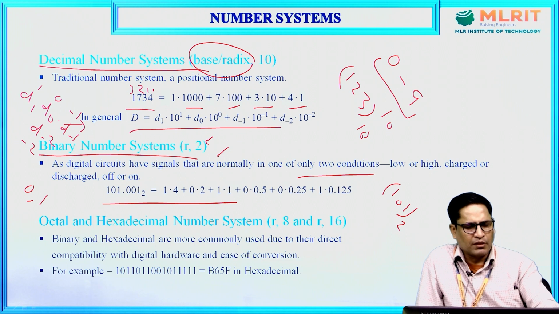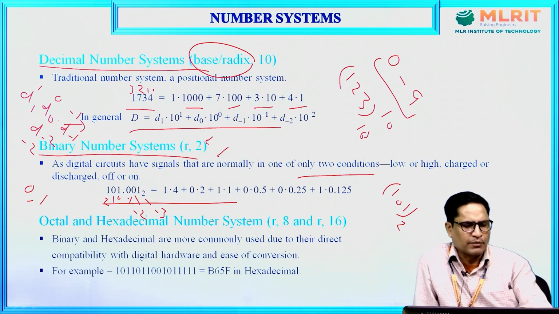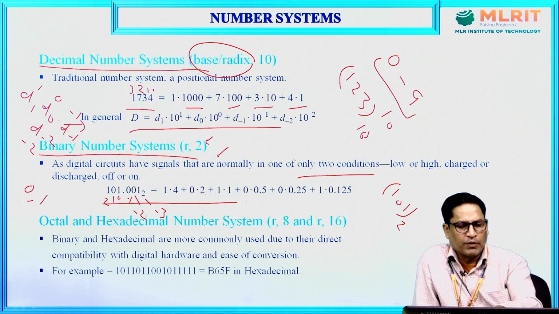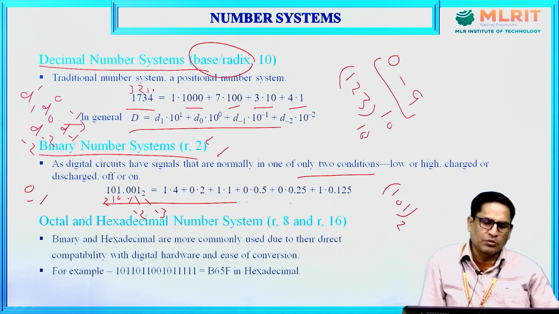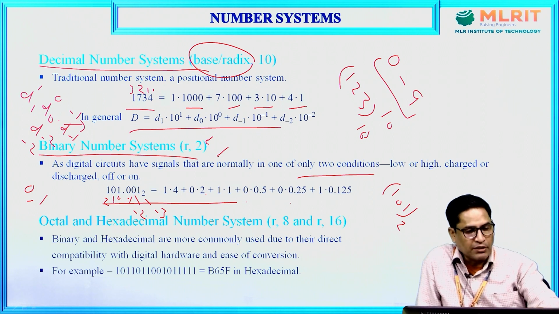The same number can be expanded again as per the position of the bits. This is position 0, this is 1, this is 2, this is -1, this is -2, and this is -3. So it is expanded as 1 into 2 power 2 for the extreme left bit, then 0 into 2 power 1, then 1 into 2 power 0, then the point came, that means the binary point, 0 into 2 power -1, 0 into 2 power -2. Please note that 2 power -1 is equal to 0.5, 2 power -2 is 0.25, and the last one is 1 into 2 power -3.